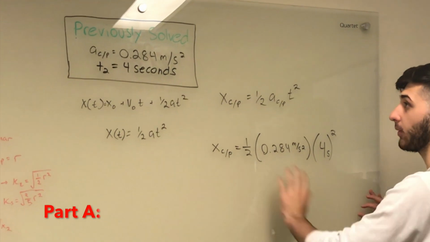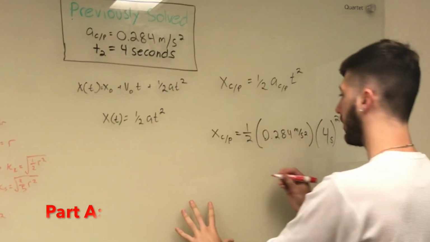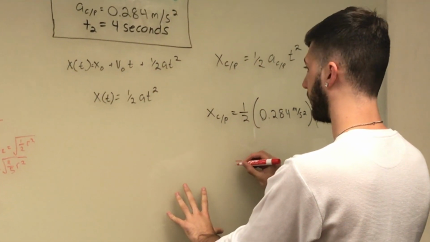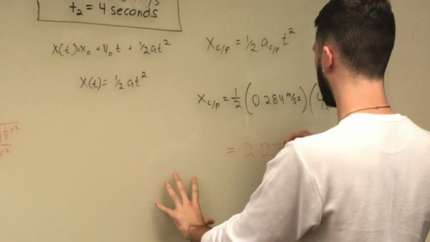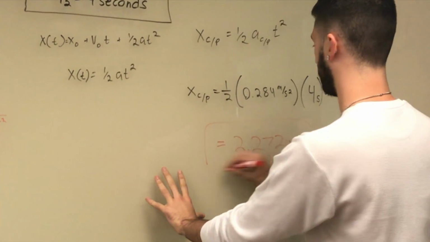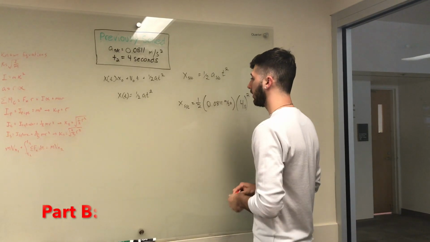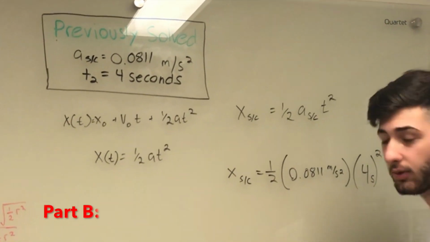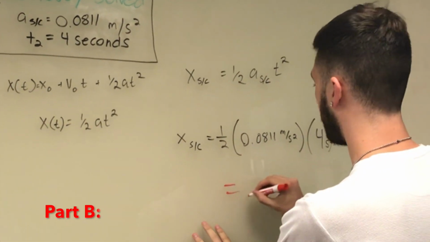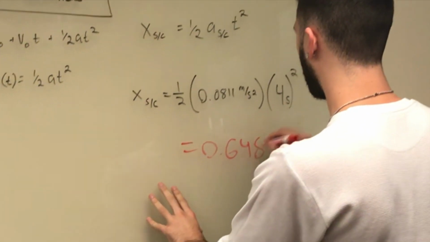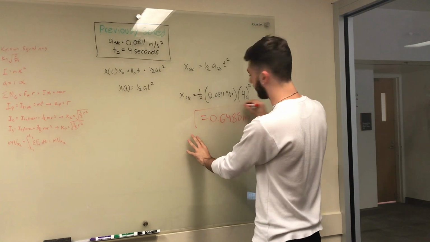From our previously known position equation, we'll be left with the position being 1/2 a t squared. And since we have time and we have a previously solved acceleration, we'll be left with a clear distance after 4 seconds of 2.272 meters. So once again, we have the same equation but different variables to plug in. So we'll be left with a clear distance between the sphere and the cylinder to be equal to 0.6488 meters after 4 seconds.